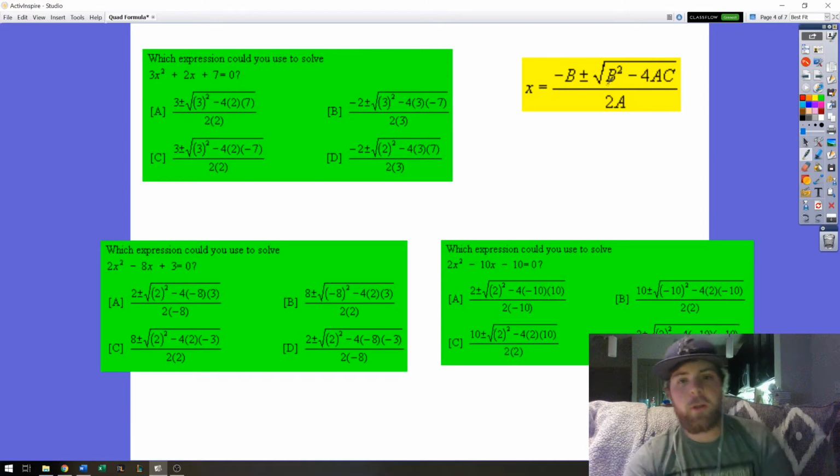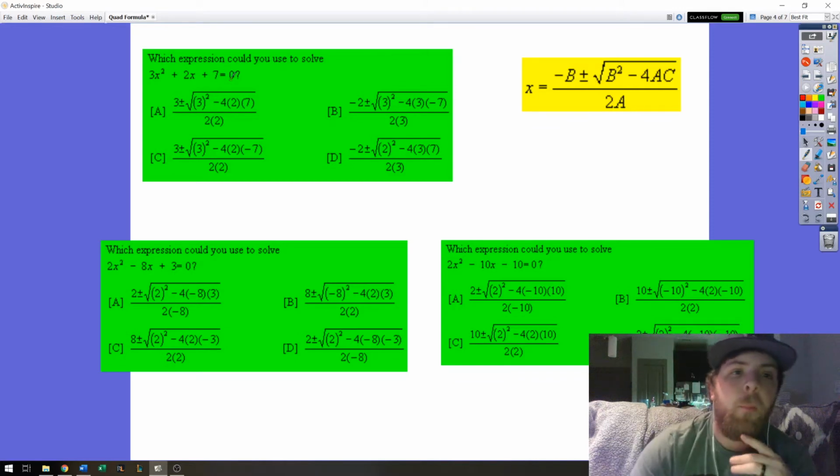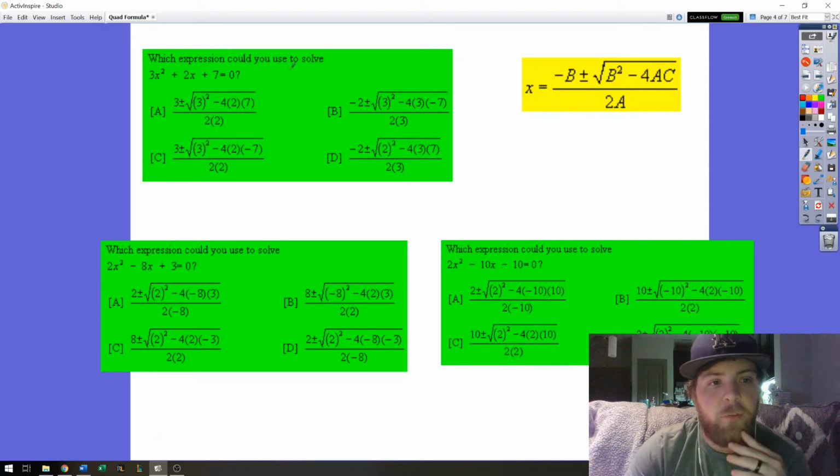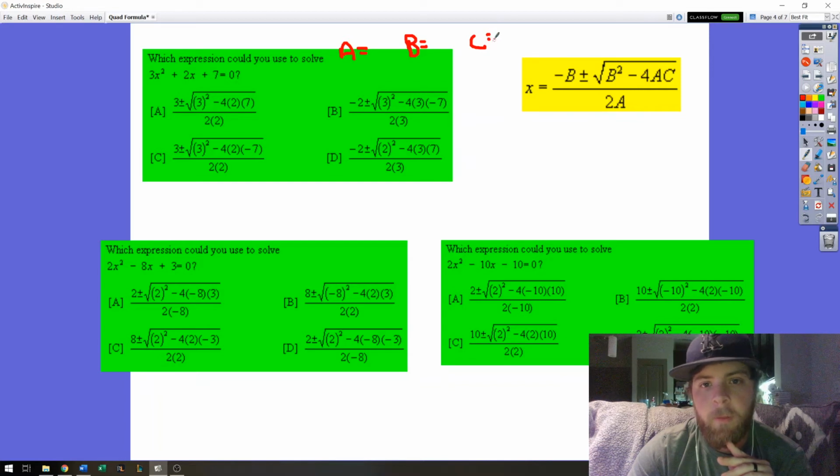Okay, first thing we're going to look at is just setting it up. So if they give you these functions, what does it look like when I plug that in? You've got 3x squared plus 2x plus 7 equals 0. So we need to identify our a, our b, and our c. Okay, a is what's in front of the x squared, so a is going to be 3. B is what's in front of the x, so b is going to be 2. And c is a constant, it's going to be 7.